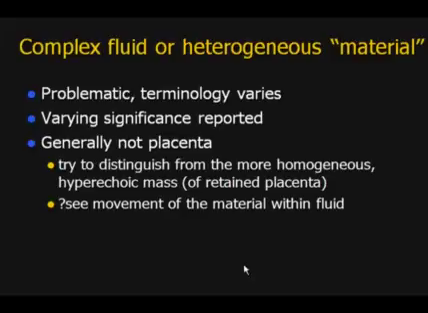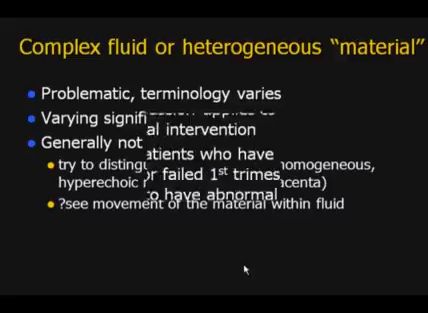Now this complex fluid or heterogeneous material is a bit problematic because the terminology varies, and we really have no consistent terminology to describe these. Varying significance has been reported. It seems that this complex fluid or heterogeneous material is usually not due to the placenta. Placenta tends to be more homogeneous, hyperechoic. Again, not totally reliable, but can at least suggest that if it's more heterogeneous, it's less likely to be retained placenta. And the other thing you can look for when you see this appearance is either spontaneously or maybe with a little transducer pressure, if it's just complex fluid, you can see some motion of that fluid while you're imaging.